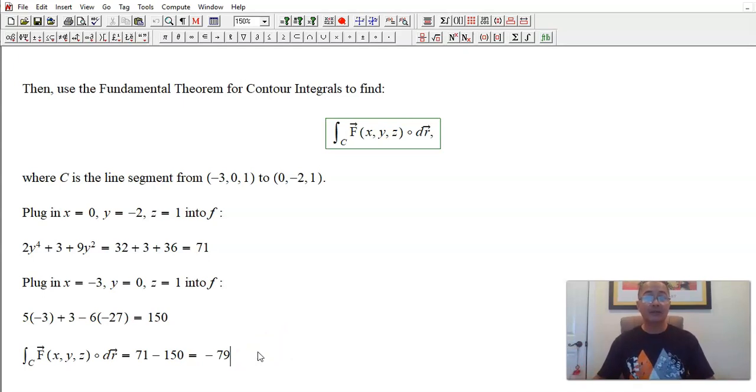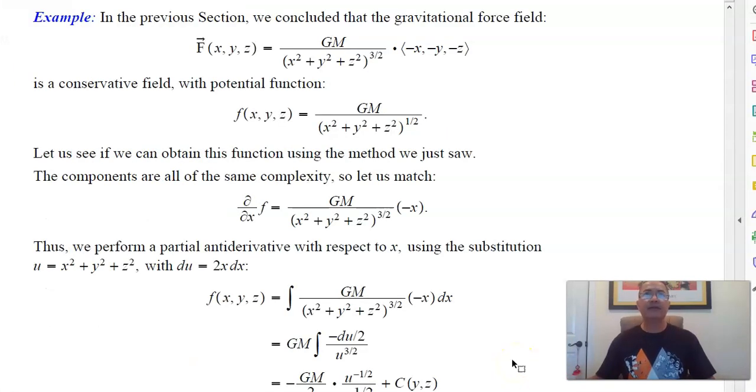There's one more thing I want to do before we end this video, and that is go back to gravitation. The gravitational field is one of the best examples for a conservative field because it's almost obvious what the potential field is, but we gave it to you anyway. So now we can use the method that we tried in the earlier example to see, can we come up with this potential function in about the same way?